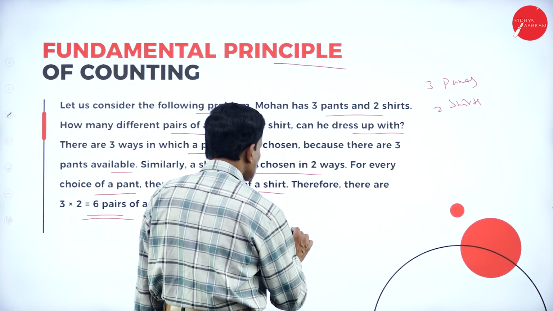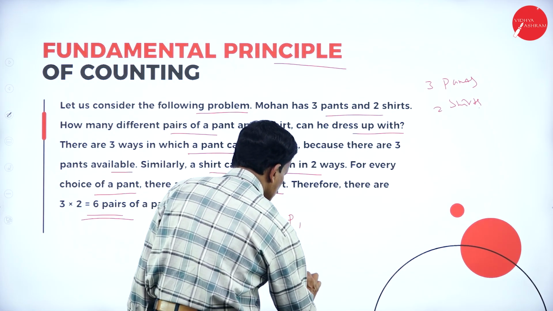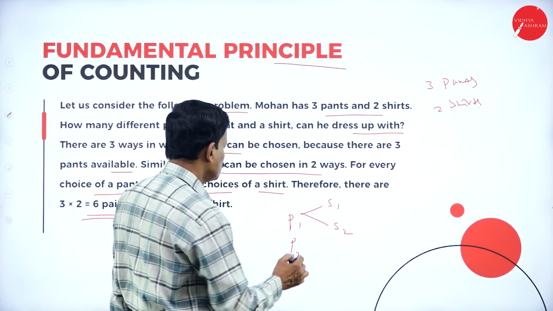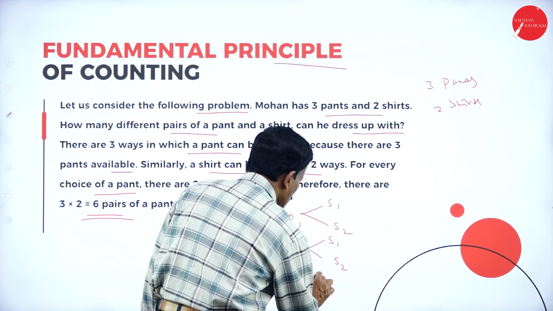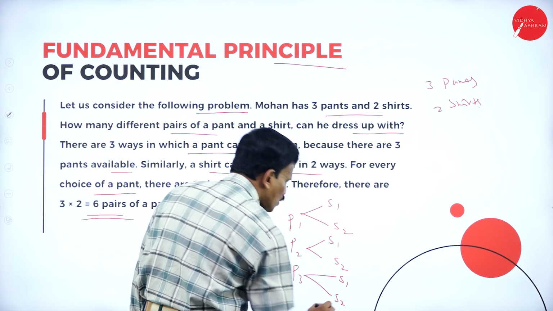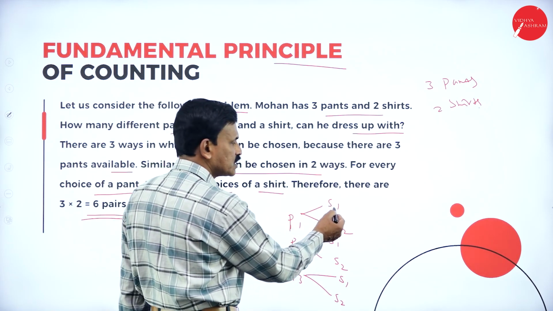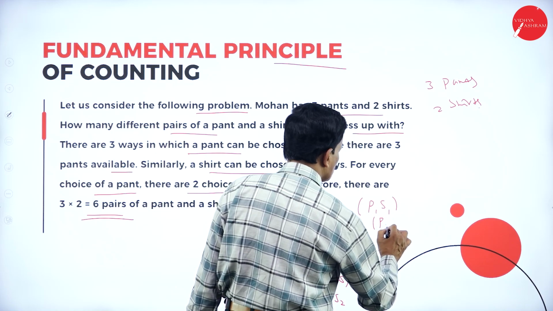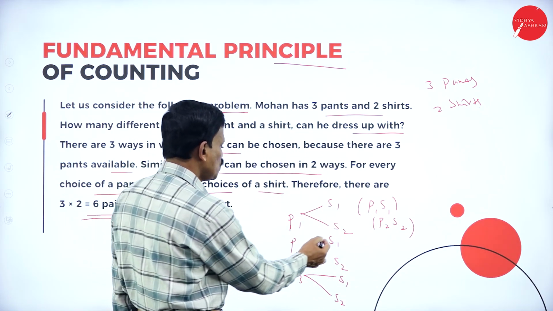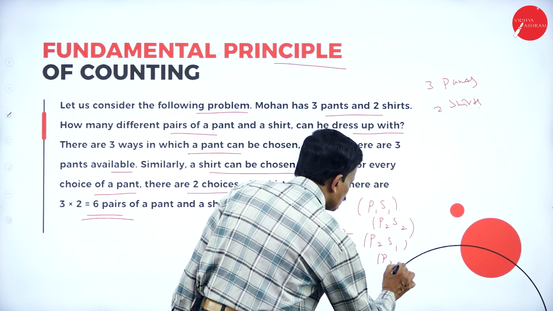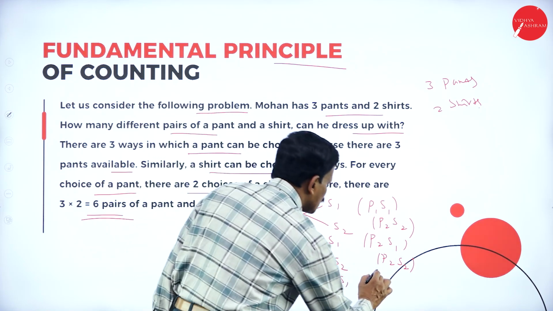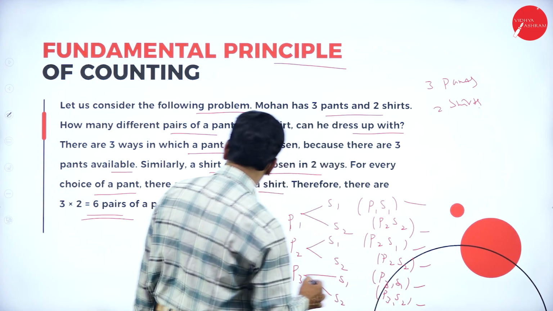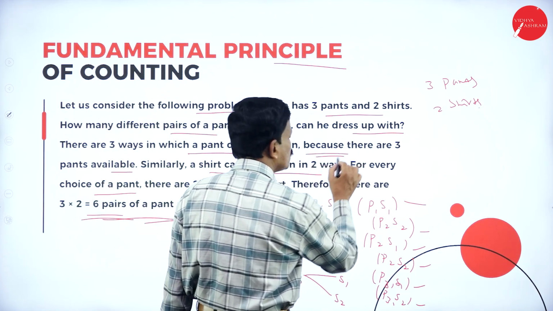Suppose P1, P2 and P3 are the pants. For the first pant he can take the shirt S1 or S2. Similarly for pant 2 he can take S1 and S2, and for the third pant he can take S1 and S2. So the pairs are P1 S1, P1 S2, P2 S1, P2 S2, P3 S1 and P3 S2. Totally 1, 2, 3, 4, 5, 6 ways he can dress up with these 3 pants and 2 shirts.